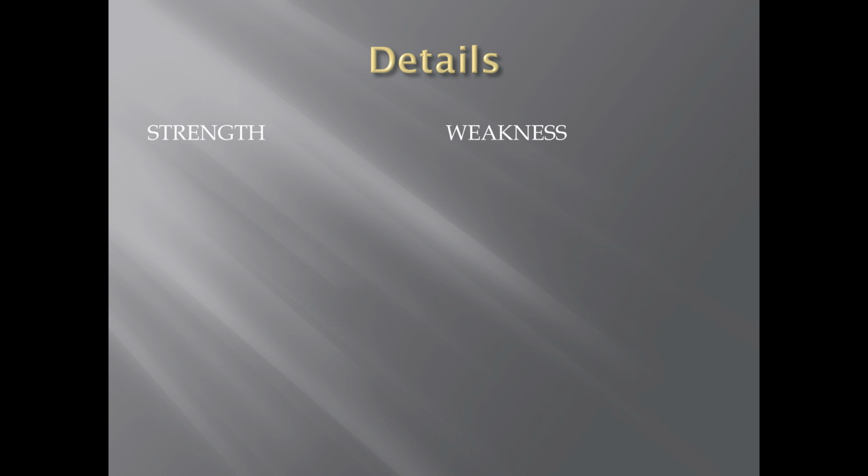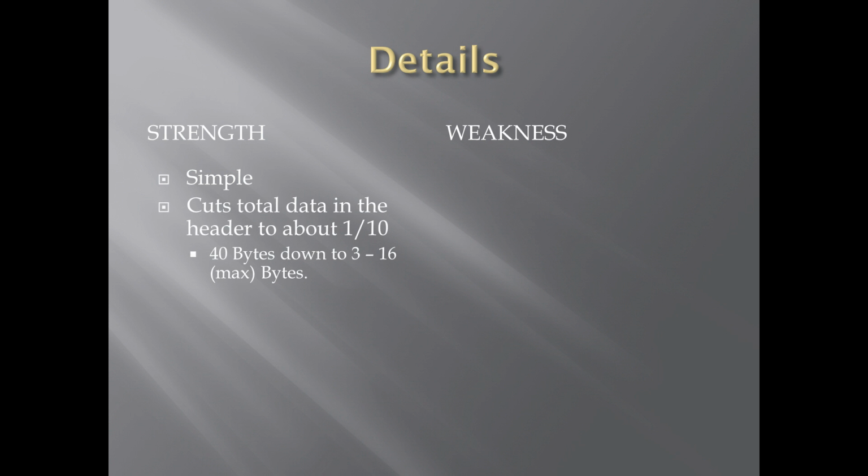Some strengths and weaknesses. It's a fairly simple protocol. It is simply removing data that has not changed. It also cuts down the total header size. The initial header is 40 bytes long. All subsequent headers following that are between 3 and 16 bytes. These, however, are typically 3 or 4 because not all the bytes that can change do change at the same time.